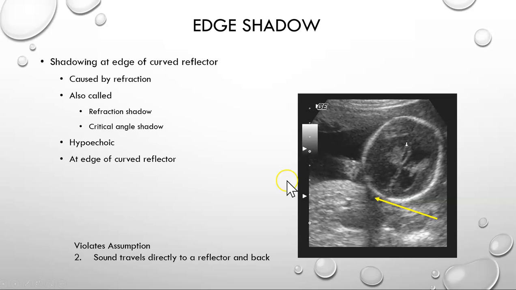Edge shadowing, such as we saw in the previous image, is shadowing that occurs at the edge of a curved reflector. It's also known as a refraction shadow or a critical angle shadow. Generally, this results in a hypoechoic region past the curved edge. This violates the assumption that sound travels directly to a reflector and back. In fact, in this case, sound will travel directly to the reflector and then be absorbed along the reflector, creating the shadowing area.